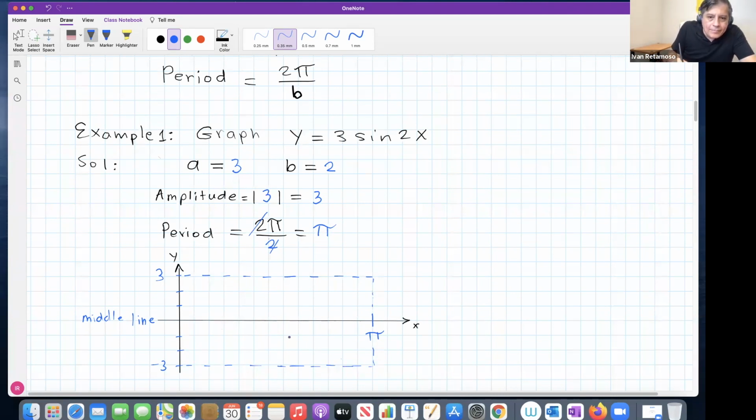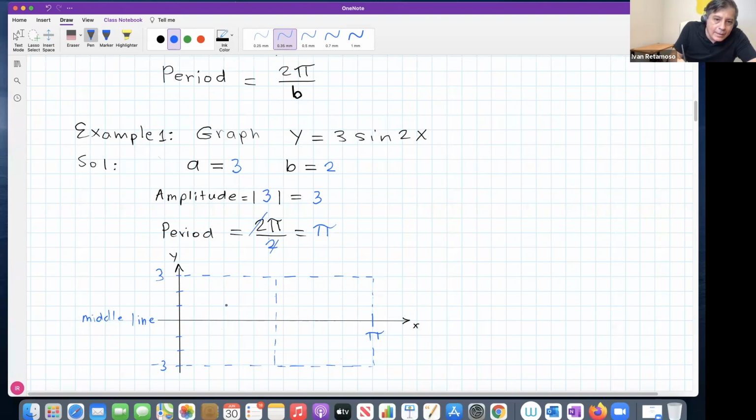Now, there are going to be 4, technically 5 important points that we're going to set. Those 5 points will divide the graph into 4 parts. So once you set pi here, immediately set the middle point somewhere. Now the middle point should be this. Set the middle point somewhere, it will help you.